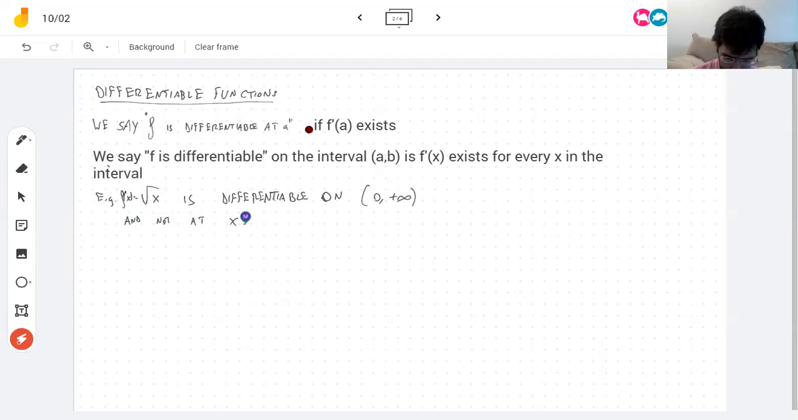at x equals zero. Okay, so let's do another example. So basically, to see if a function is differentiable, you need to find the derivative. And if you can't find it, that means it's not differentiable.